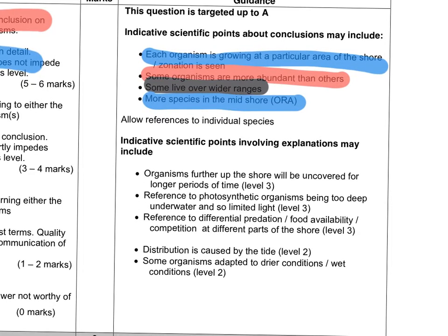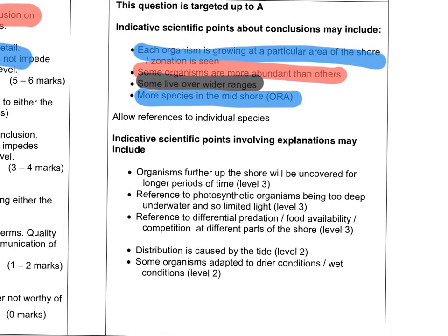The explanation's a little bit trickier. Okay, so a high-level explanation, if we just look at the lower ones, the level 2 explanation is very simplistic. Distribution is caused by the tide, or some organisms adapt to drier or wetter conditions, so it's not quite 100% there, that's why it's a level 2. Whereas if we look at the level 3 ones, we've got organisms further up the shore will be uncovered for longer periods of time, so that's kind of making sense of that. We've also got reference to the photosynthetic organisms being too deep underwater, so limited light. So on the lower shore, you're not going to get so many photosynthetic organisms because they're not going to get as much light to do photosynthesis.